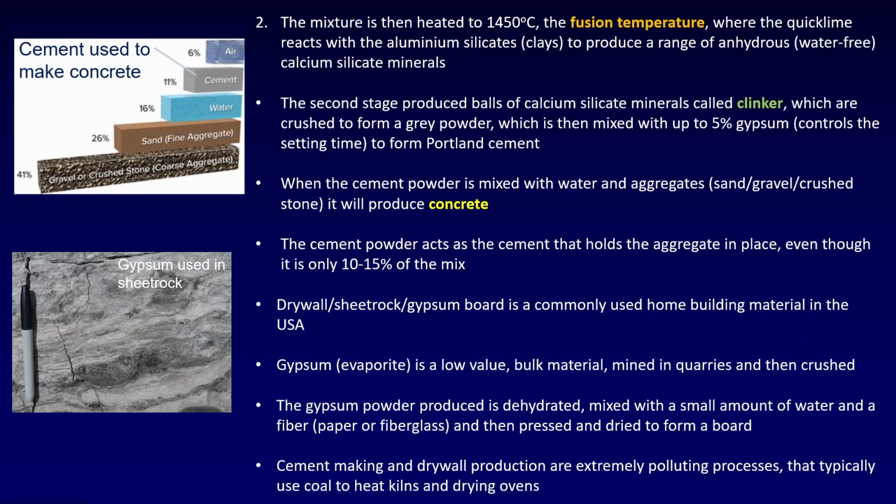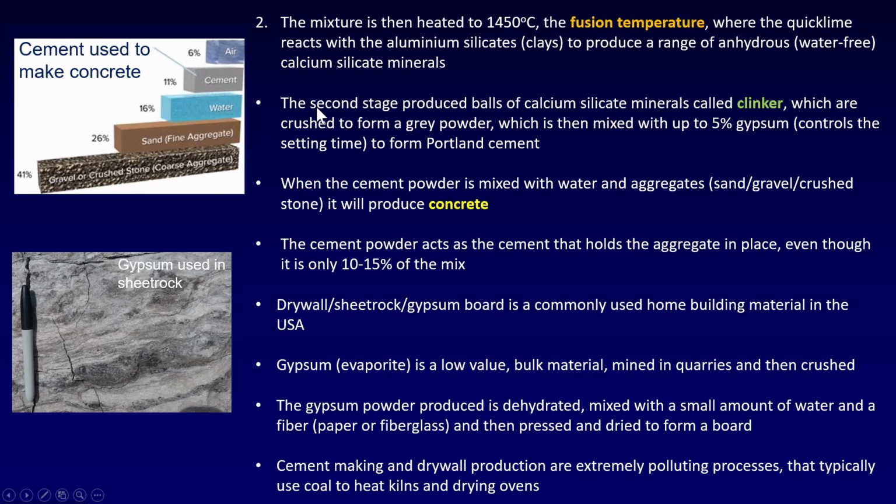So once you have your quicklime and you've mixed it with all these other materials, you are then going to heat it to 1450 Celsius. This is known as the fusion temperature, the temperature at which quicklime will react with aluminium silicates. These are the aluminium silicates that we deliberately put in with the quicklime in the form of clay minerals or pieces of the rock shale. This is going to produce a range of anhydrous, so water-free, calcium silicate minerals. And it's these calcium silicate minerals that actually make up the cement.